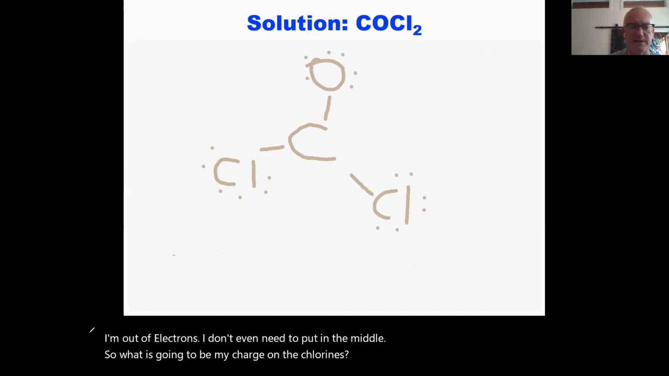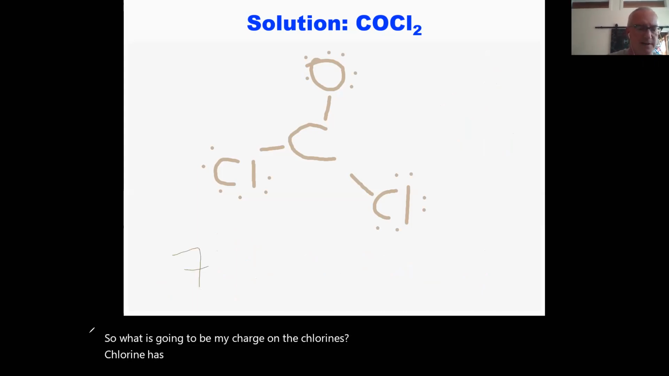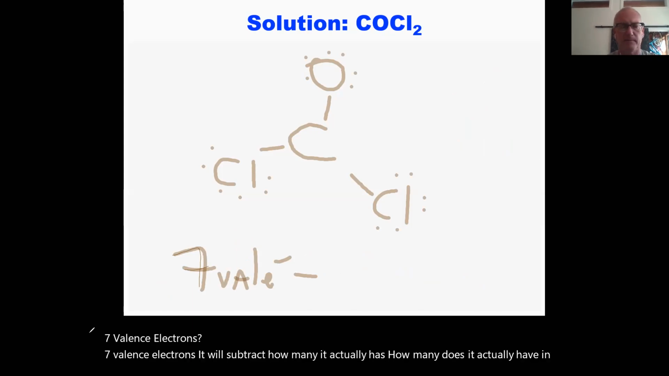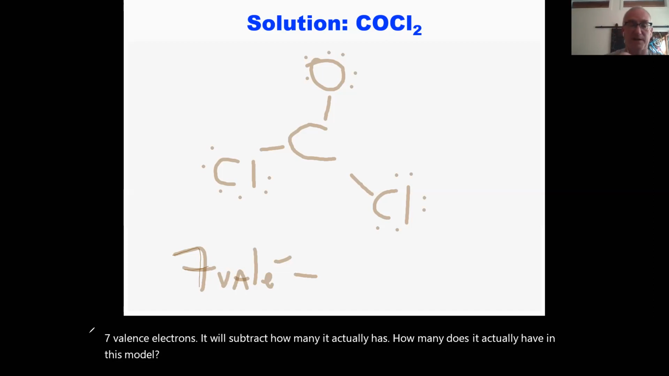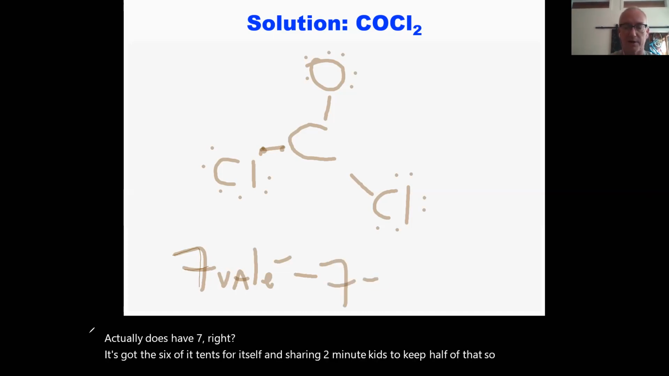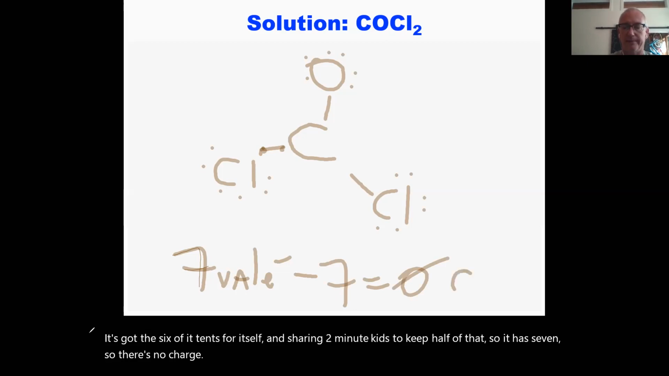So what is going to be my charge on the chlorines? Chlorine has 7 valence electrons, and I'll subtract how many it actually has. How many does it actually have in this model? It actually has 7, right? It's got the 6 that it has for itself, and it's sharing 2, and it gets to keep half of that. So it has 7. So there's no charge on chlorine.